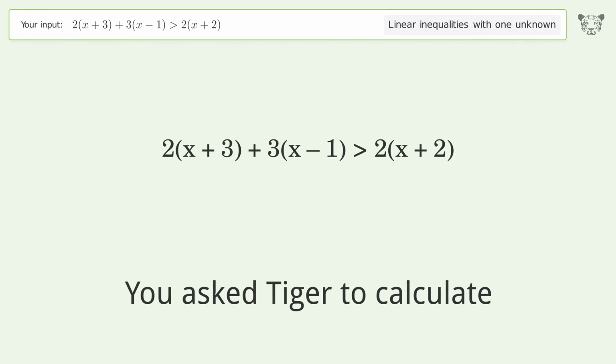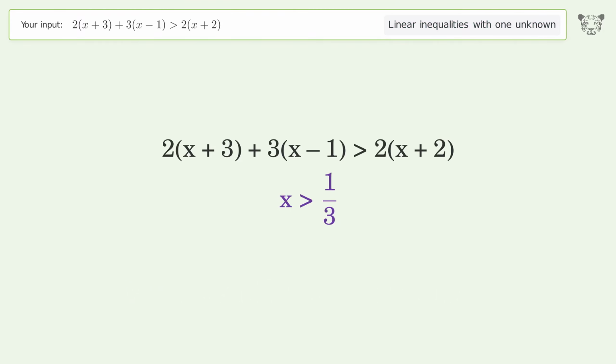You ask Tiger to calculate. This deals with linear inequalities with one unknown. The final result is x greater than 1/3. Let's solve it step by step.